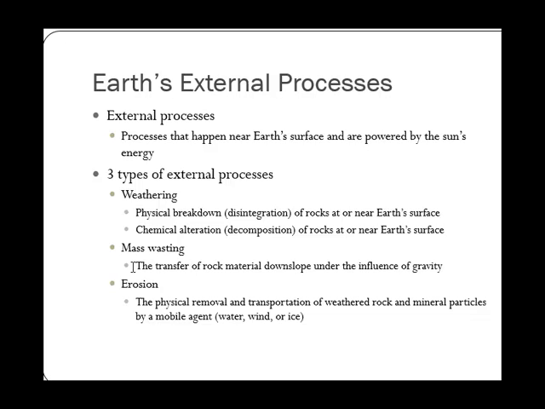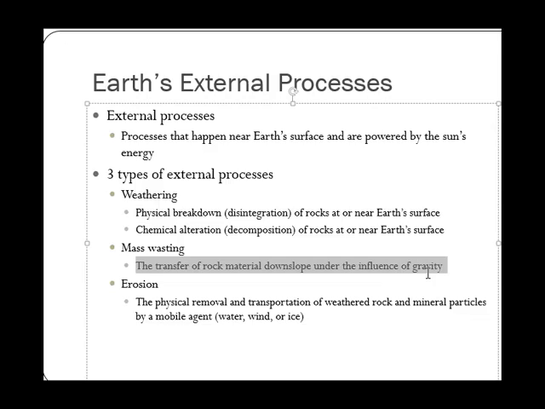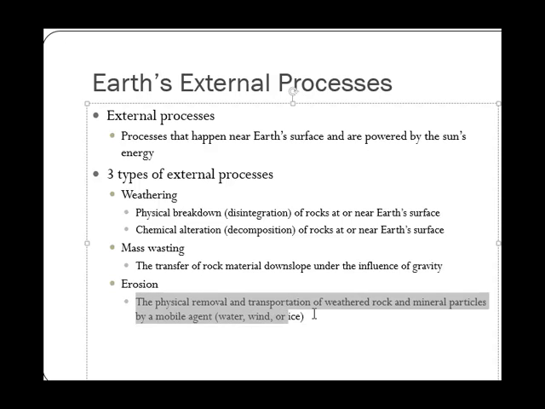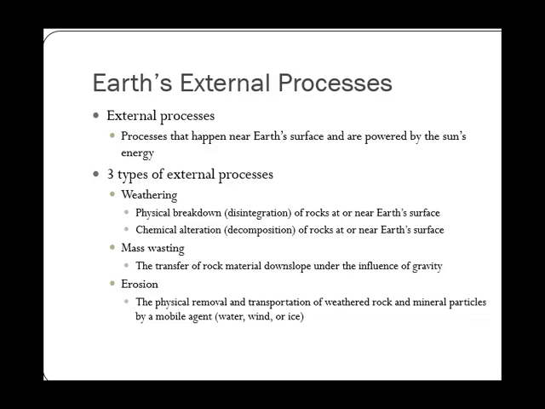You could also have mass wasting, which is the transfer of rock downslope under the influence of gravity. Like, for example, a mudslide or an avalanche. Well, an avalanche is usually when it happens with snow, but when it happens with rocks, rocks fall down a hill. That is wasting. And erosion is when it gets moved from place to place, the physical removal and transport of the weathered rock by a mobile agent. That could be water, usually water. It could be wind, could be ice, like in the case of glaciers, where glaciers move south and drag rocks along with them, but that is erosion.